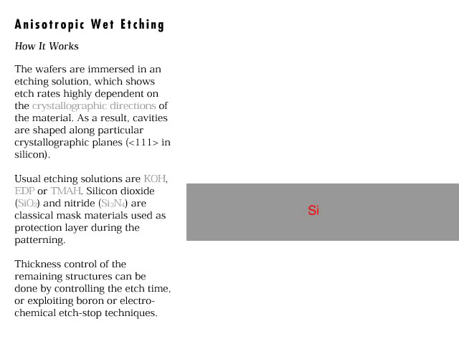In order to selectively etch the desired structures, a patterned layer of masking material is deposited on the wafer surface. It must be resistant to the etching solution. Silicon dioxide and silicon nitride offer good protection properties and are two commonly used materials.